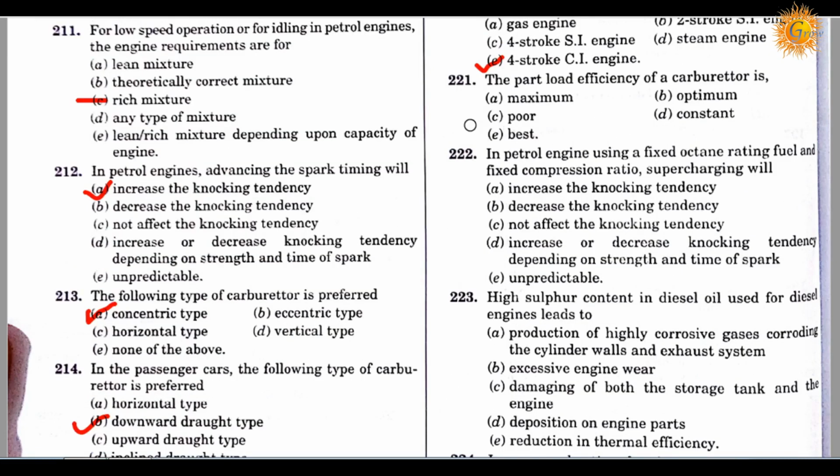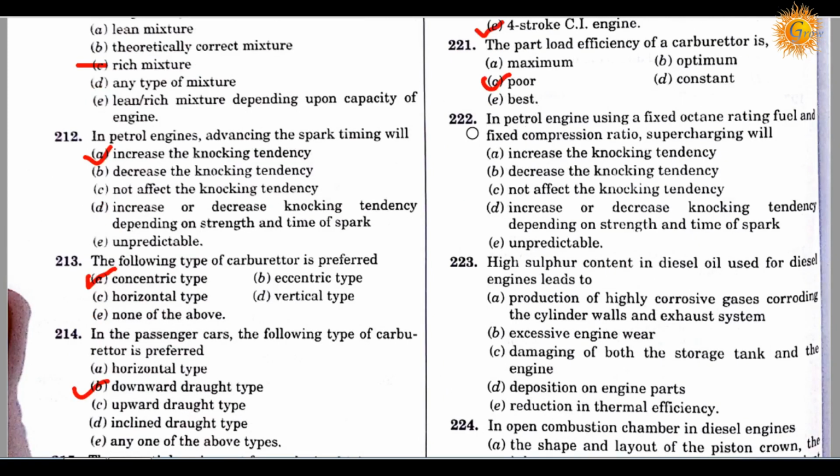Question number 221. The part load efficiency of a carburetor is option A, maximum, option B, optimum, option C, poor, option D, constant, option E, best. So the correct answer is C. It will be poor.